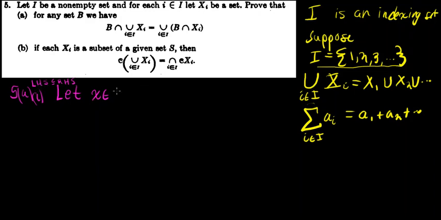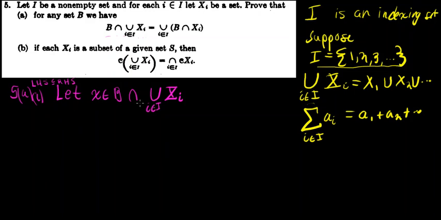So let x be in B intersect the union of all i in I of the sets Xi. And remember, since every element in this left-hand side set has the property of being in B intersect the union of Xi for all i in I, then if we can show that this x must also be in the right-hand side set, then we've shown that all x that have this property of being in this left-hand side set, and therefore all x in the left-hand side set, must be in the right-hand side set.